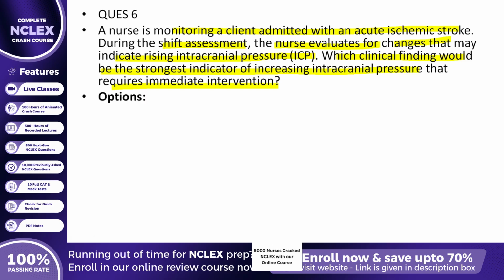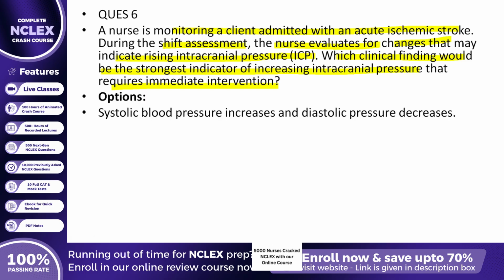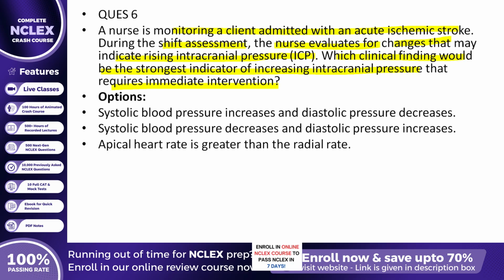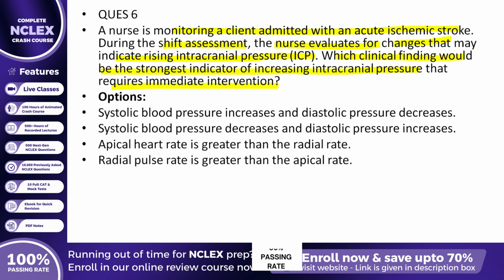The first option is that systolic blood pressure increases and diastolic pressure decreases. The second option is that systolic blood pressure decreases and diastolic pressure increases. The third option is that the apical heart rate is greater than the radial rate. The fourth option is that the radial pulse rate is greater than the apical rate. The correct answer is option 1, systolic blood pressure increases and diastolic pressure decreases.